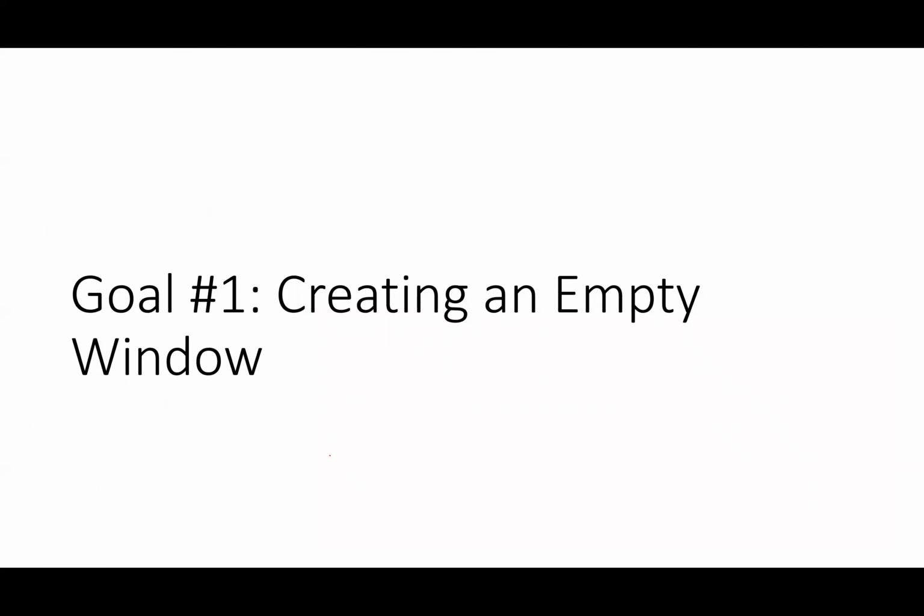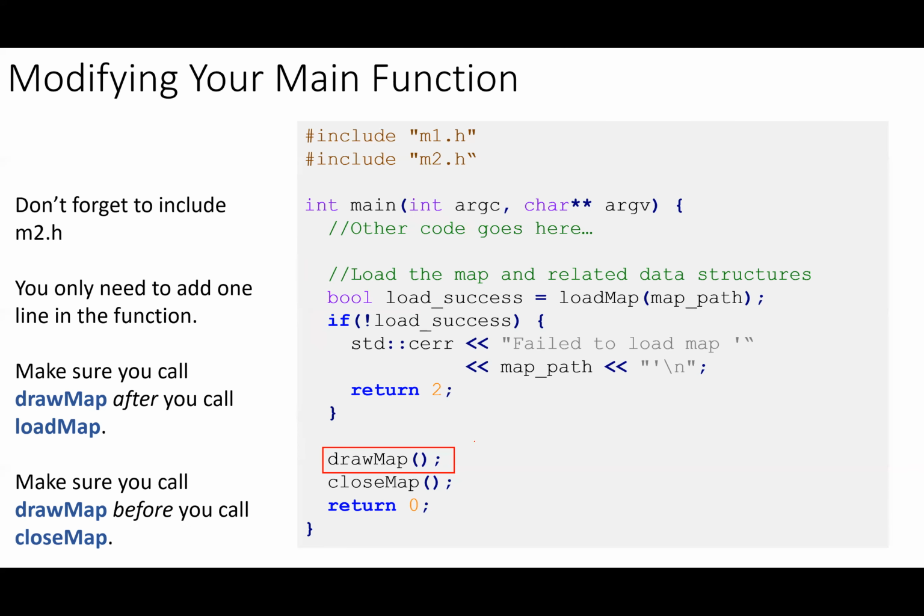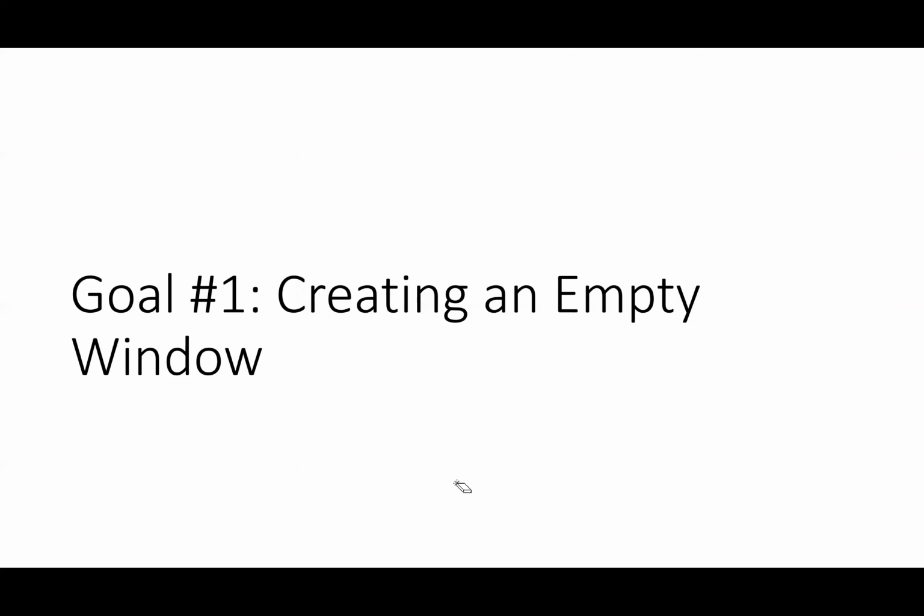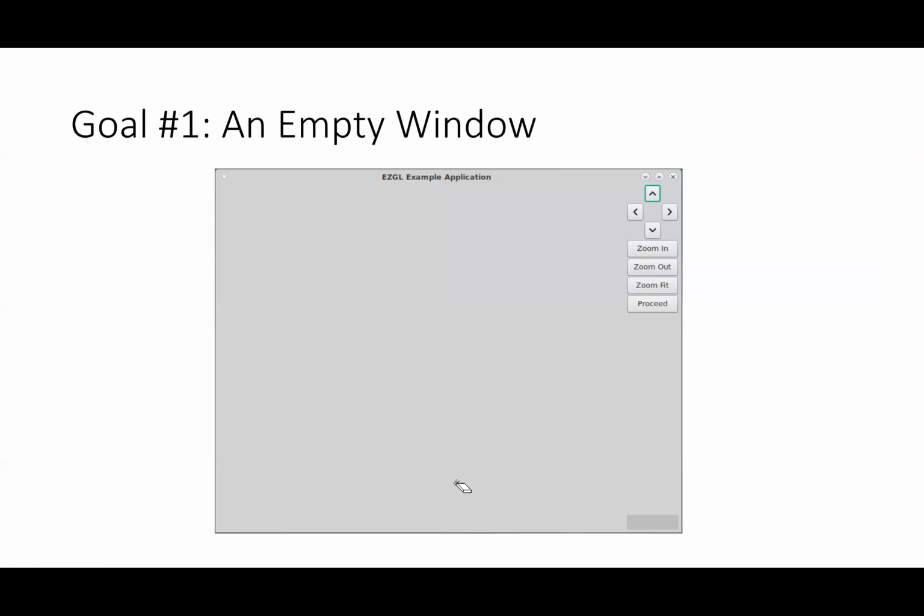Okay, so obviously the vast majority of what you're doing then is in this draw map. You already wrote load map, you already wrote close map, and the code in main is pretty small. So for agile development, we always want to try to get little things working quickly and build on them. So the first thing we want to do is just create an empty window. Okay, so we want to get this up.